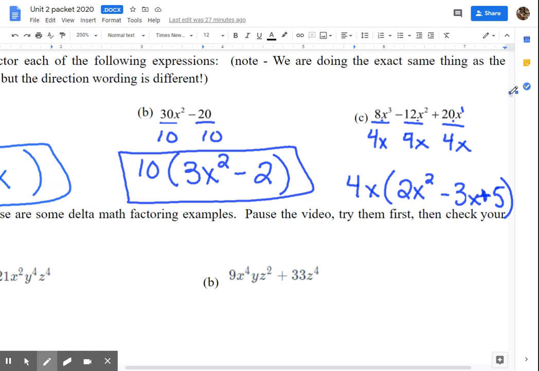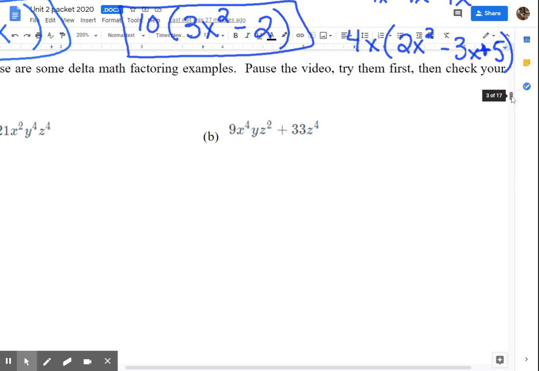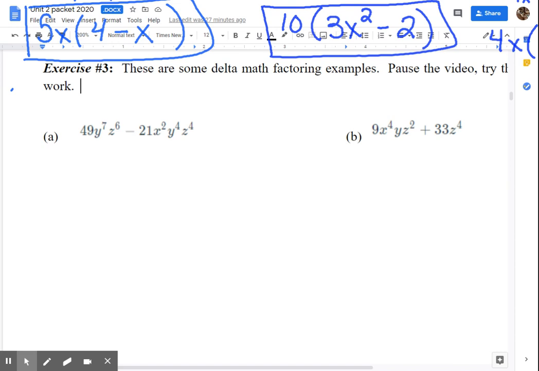That's it for GCF, except, of course, on Delta Math, they're going to give you some trickier problems. It's the way it is in algebra, right? Once you think something's easy, there's always the next problem. All right. So I'm going to do the first one, letter A, pause it, try letter B. You're doing the same exact thing.